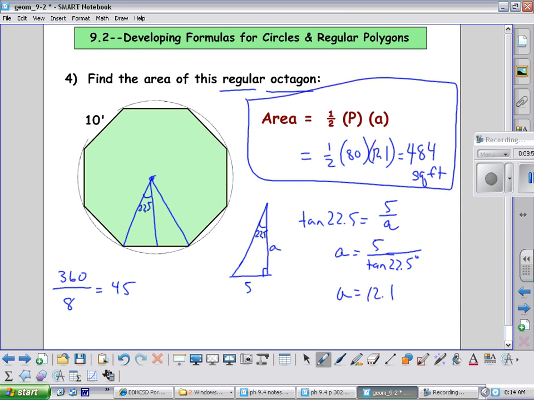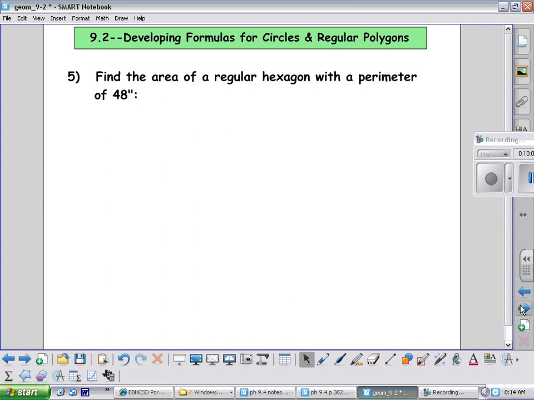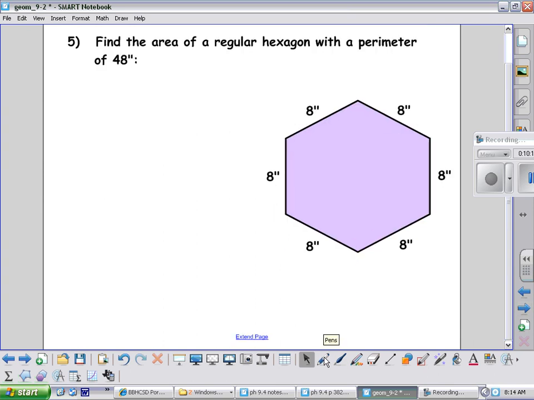All right. So I think you get the idea here, but let's go ahead and try this one last time, going kind of the other direction here. Last example we're going to do together. Okay, so the hexagon with a perimeter of 48 inches. Hexagon is 6. So this is your figure. Perimeter of 48 inches.